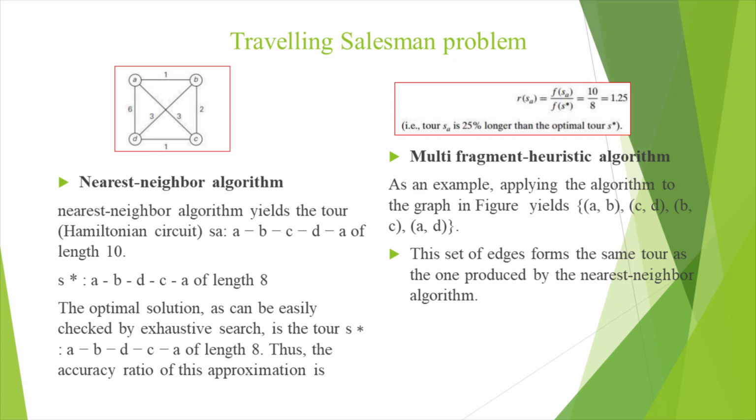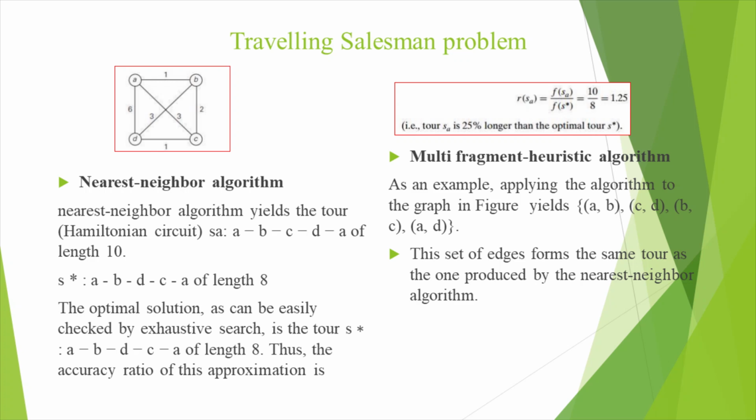In this method, the nearest neighbor algorithm starts at a chosen vertex and repeatedly visits the nearest unvisited vertex until all vertices are visited, then returns to the start. So let's begin from vertex A. Start at A, and nearest to A is B, so the distance is 1, so go to B.